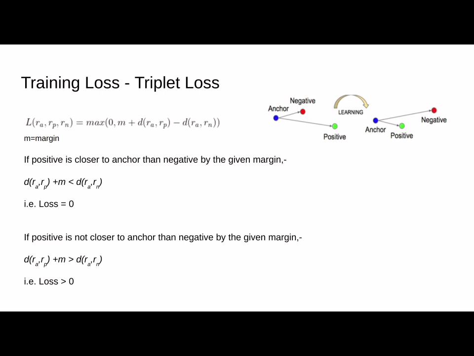Now this margin is to make sure that the negatives and the positives are separated by a certain gap. The higher the margin, the harder it will be to train the model, because it will try to push the positives and negatives far apart. Now, if the positive is closer to anchor than negative by a given margin, then the loss will basically be 0. That means if the positive is close to the anchor, then you don't have a loss. That's how it should be. But if the positive is not closer to the anchor and the negative is closer to the anchor, then we have a loss that is greater than 0.